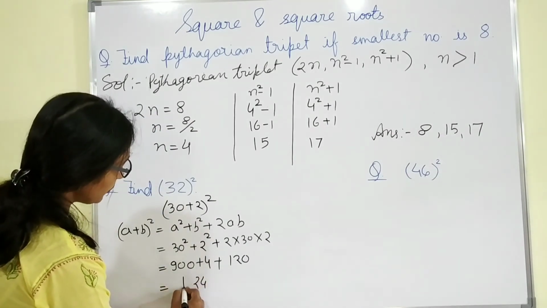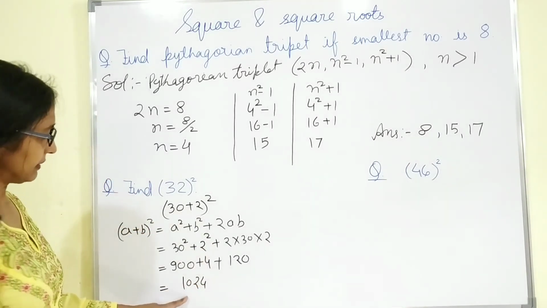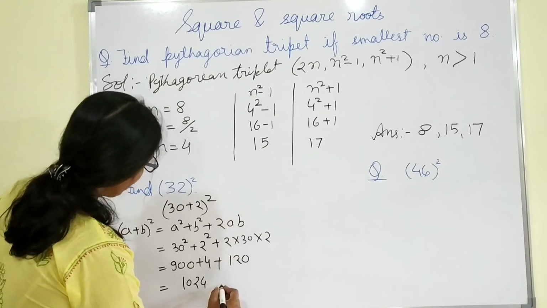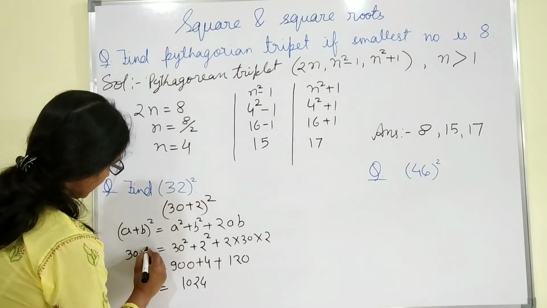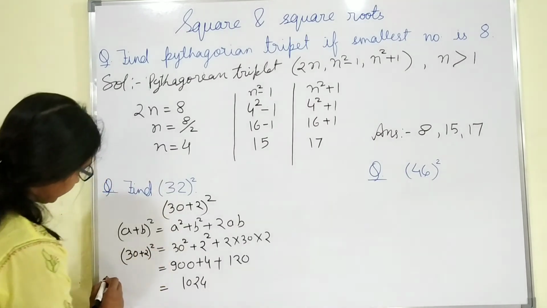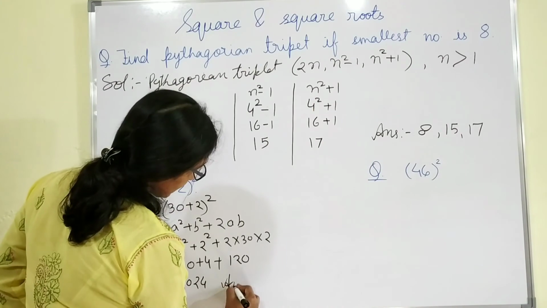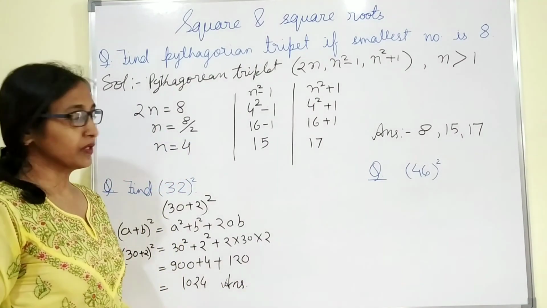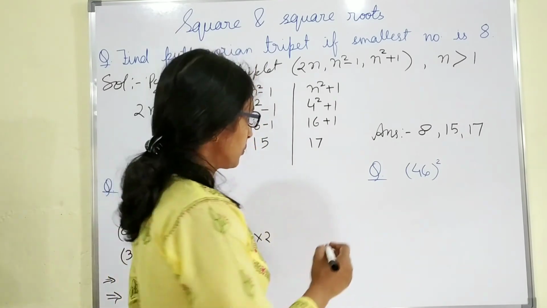So 4 to 10. So the square of 32 is 1024. So it's our answer. Now the next question is 46 whole squared.